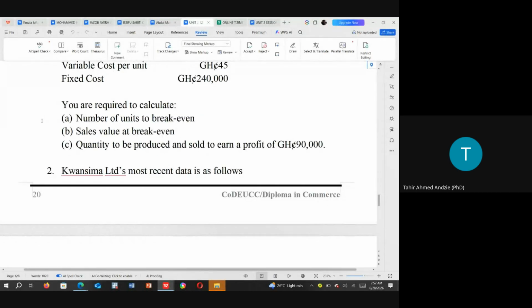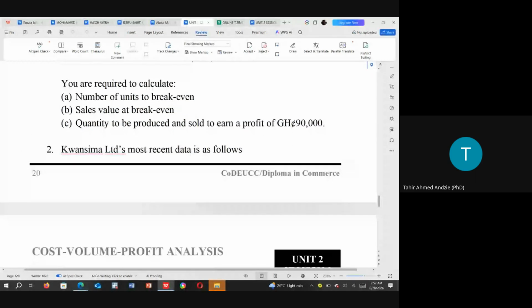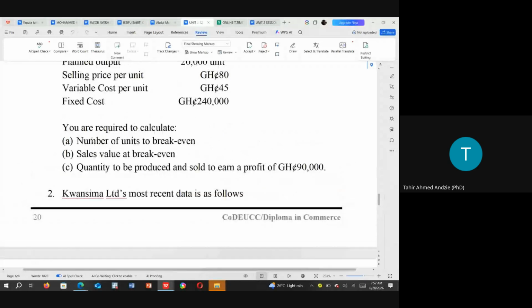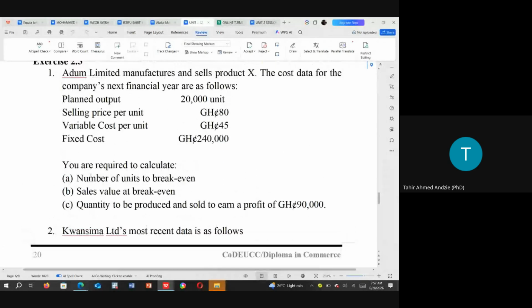And a profit of 60,000. So that is that. So first one is A, Adum Limited. Okay, so the first question is the number of units to break even. So break-even point in units.